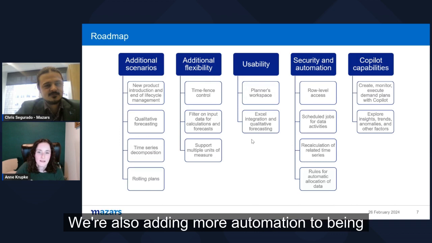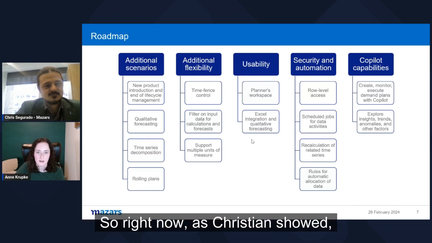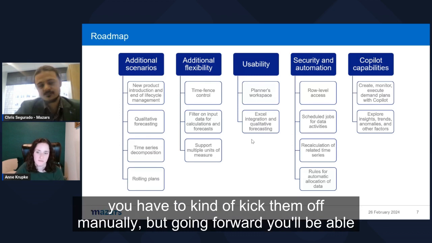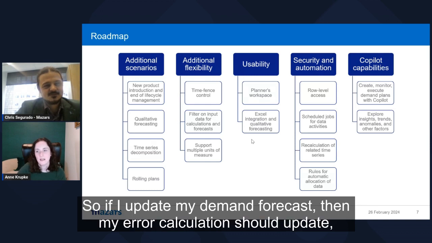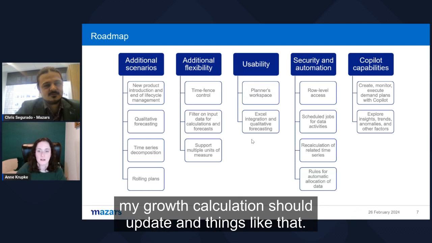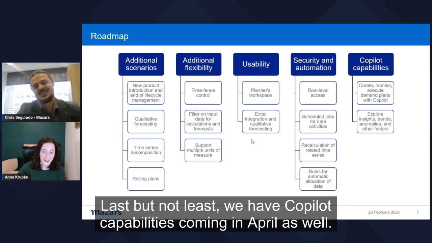We're also adding more automation to being able to schedule the jobs for things like import, export, and forecast calculation. So right now, as Christian showed, you have to kick them off manually, but going forward, you'll be able to schedule those and cascade that down to calculating related time series. So if I update my demand forecast, then my error calculation should update, my growth calculation should update, and things like that.